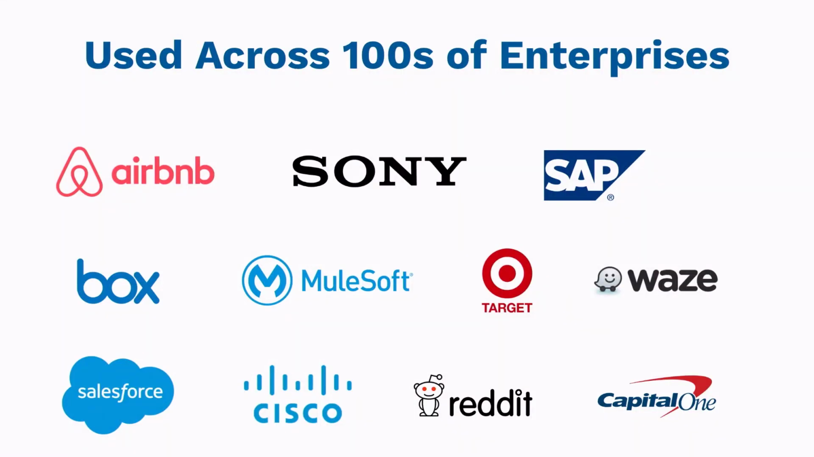It's used across hundreds of enterprises like Airbnb, Sony, SAP, Box, MuleSoft, Target. So we are using it at really, really big scale. Some of Amazon's and Google's biggest customers are using Spinnaker to deploy.